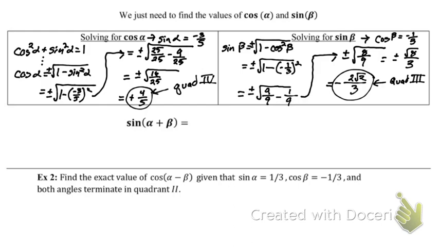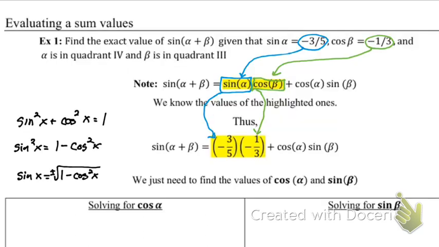All right, the sine of alpha plus beta equals the sine of alpha times cosine beta plus cosine of alpha sine beta. Now we have all of those values from above. Our first two are negative 3 over 5 times negative 1/3.